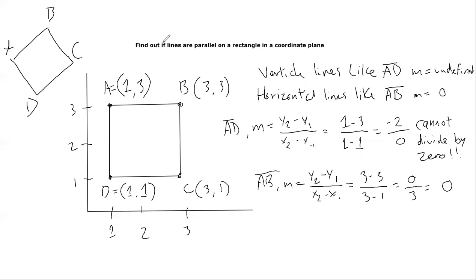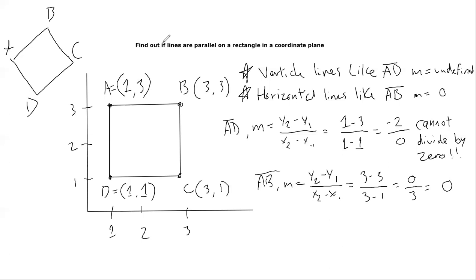However, if you have a rectangle exactly like this on a coordinate plane, you're going to find two interesting things that happen here. Vertical lines like AD, lines that go straight up and straight down, actually have a slope that is undefined. And horizontal lines, the line that goes from left to right and doesn't rise at all, actually have a slope of 0.